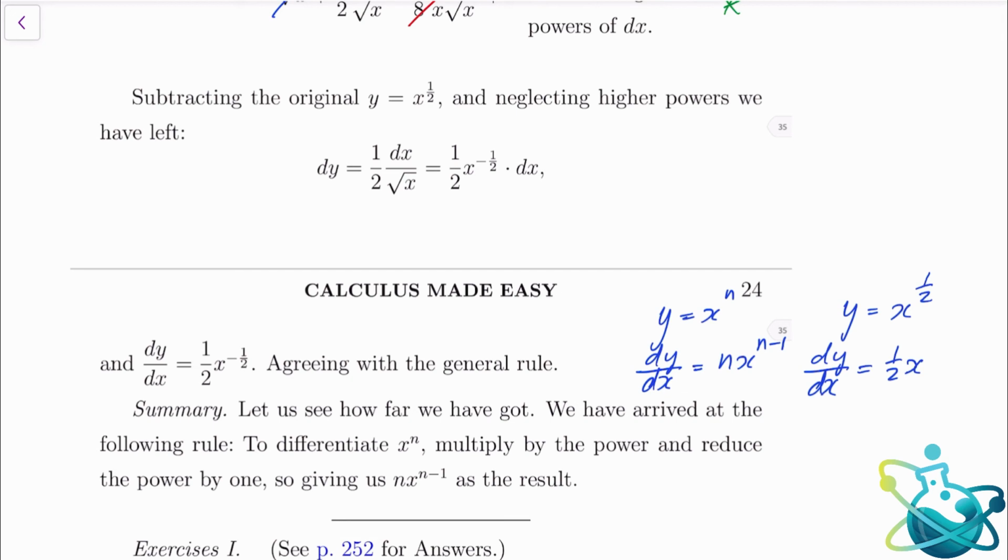What does that give you? Minus a half. All right, and exactly your answer here. Okay, so it also follows the rules. Wonderful, guys. Summary.